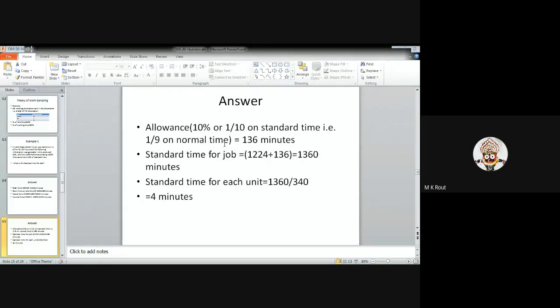Standard time for each unit equals standard time divided by the number of acceptable units produced, that is 340, which is given in the problem statement. That equals 4 minutes. Is it clear? Yes, sir.